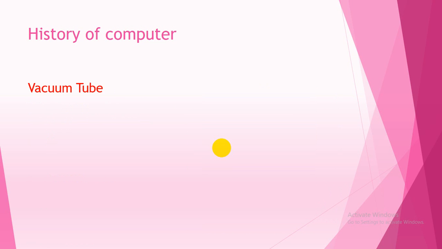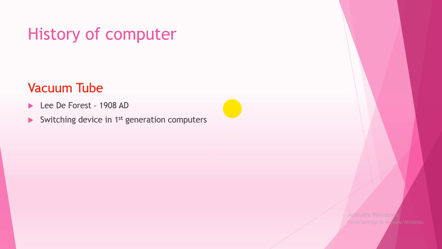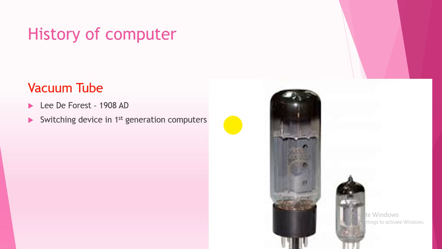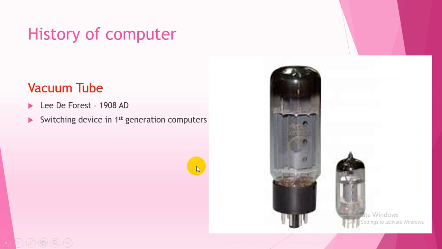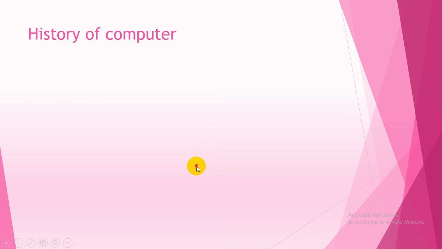And next comes vacuum tube. In 1906, Lee De Forest developed the vacuum triode that was used as the main switching device in the first generation computer, and this is the picture of the vacuum tube.